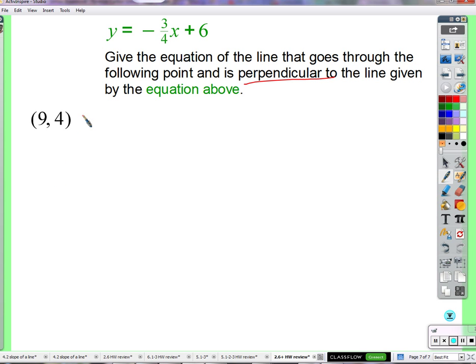Come on. Opposite of that one. Opposite, so positive instead of negative. And also? Reciprocal. So the slope of this guy's going to be what?